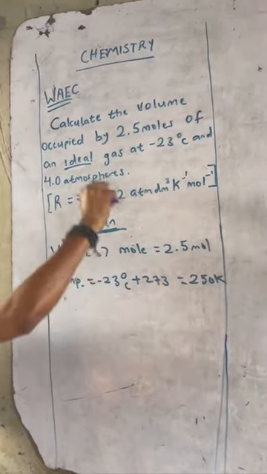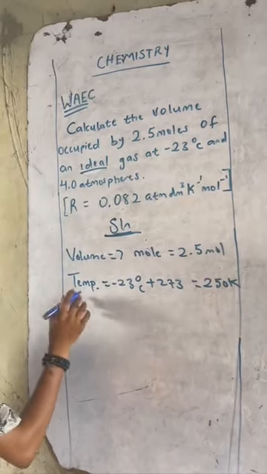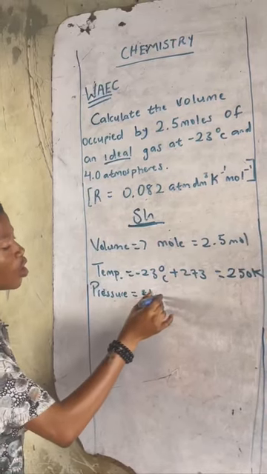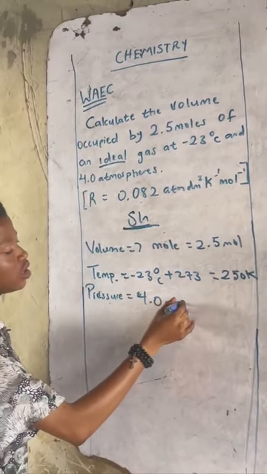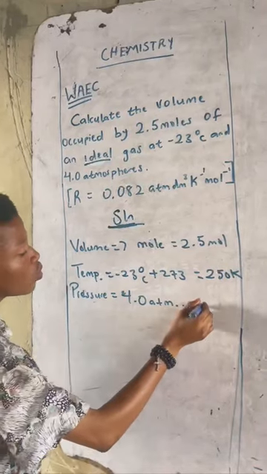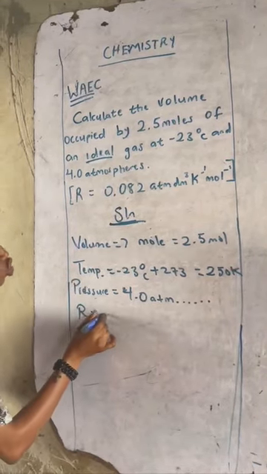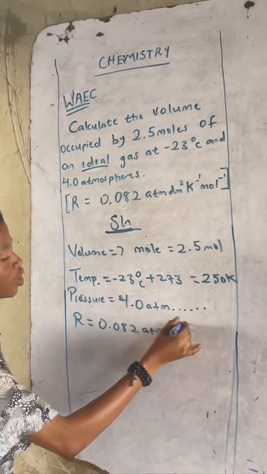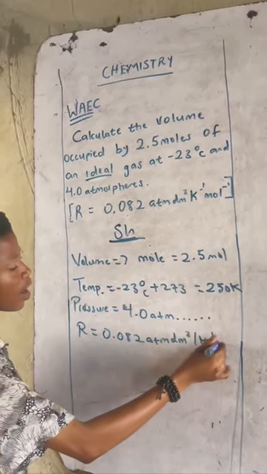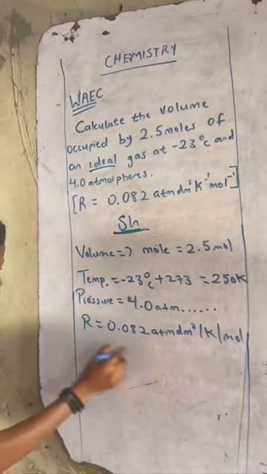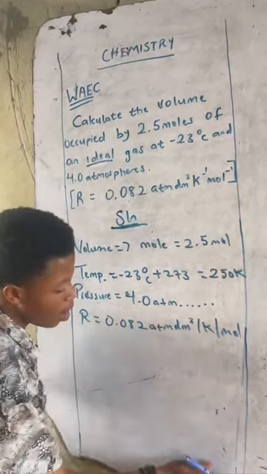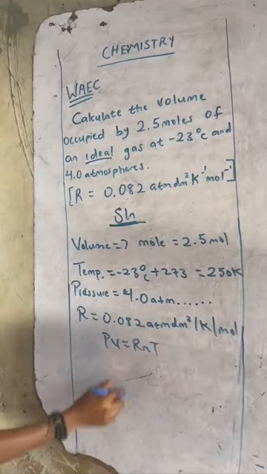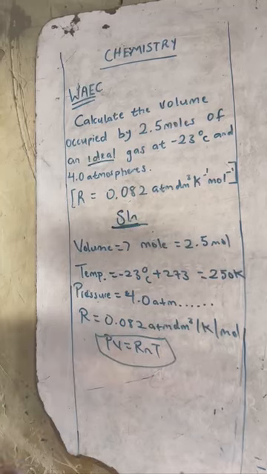And 4.0 atmospheres. What is measured in atmospheres? That's pressure. So our pressure equals 4.0 atmospheres, that's ATM. Alright now. So we have our gas constant R to be equal to 0.082 atm dm³ per Kelvin per mole. We have this. So before we start solving, I want to draft out the formula. Majorly, this is the formula: PV equals nRT. This is the formula we use under ideal gas. But I want to draft it out.